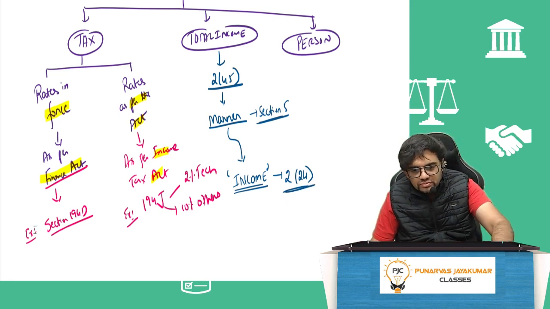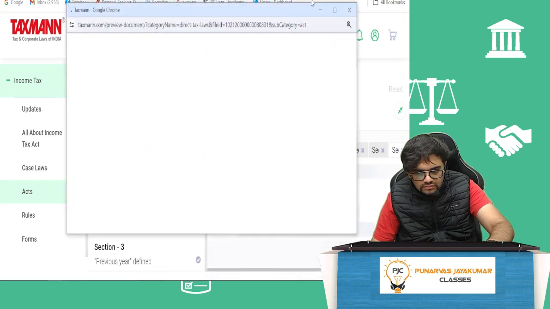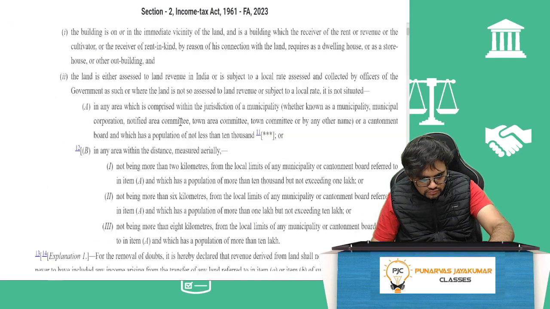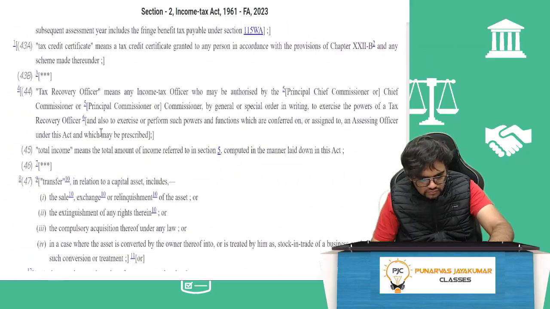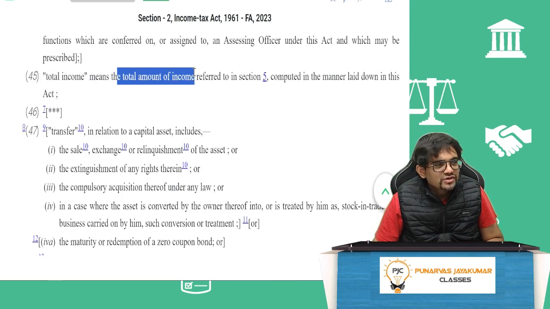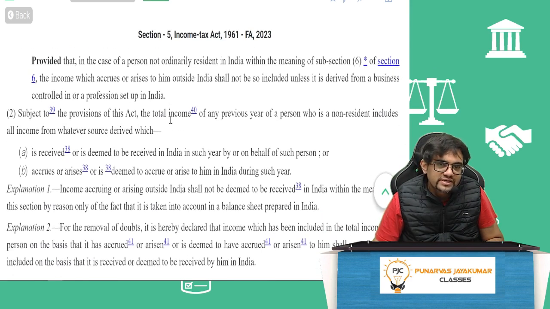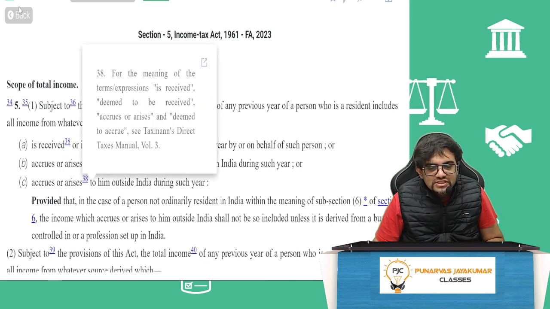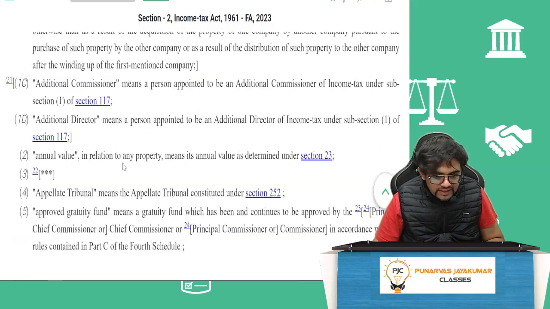Right, 2 clause 45. Let me show you. Total income means total amount of income referred in section 5, computed in the manner laid down in the Act. So section 5 speaks about the scope of total income, which we'll see later. What is the scope? It should be received in India or deemed to be received in India, accrued in India or deemed to accrue or arise in India. We'll see this discussion later. Scope of total income. Manner is computed thereunder.